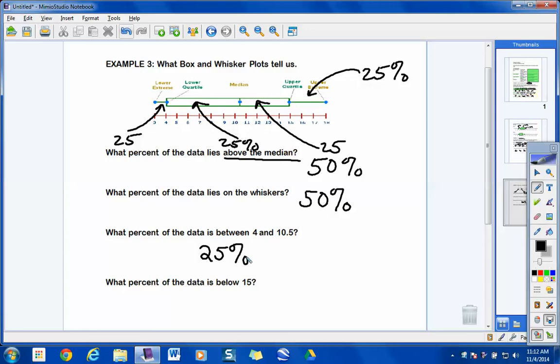Raise your hand when you know the last one. What percent of the data is below the number 15? Megan, got it? 75. Yeah, 15's right here, right? So 15 is this upper quartile. What percent lies below? Well, there's 1, 2, 3 different intervals that lie below 15, right? So 3 25% intervals would be what value? 75%.